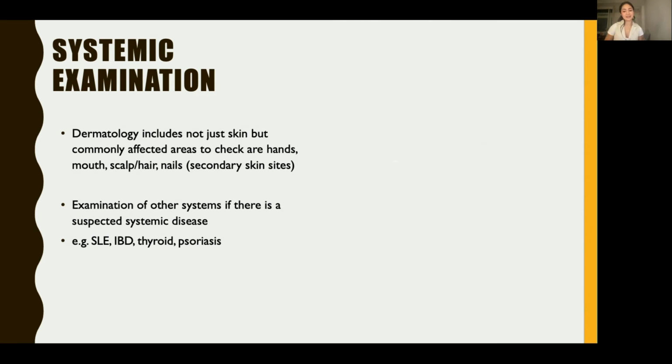Okay, last but not least, always do a systemic examination. As we've mentioned multiple times, dermatology is not just the skin. Dermatology includes scalp, hair, nails, genitalia. These are all sites to check. And an examination of other systems as well, just to check for any systemic disease, so SLE, IBD, thyroid disease commonly show up on your skin. Like I said, our skin is basically a canvas for what's going on inside. So just have a check. It's always worth doing. Next slide.